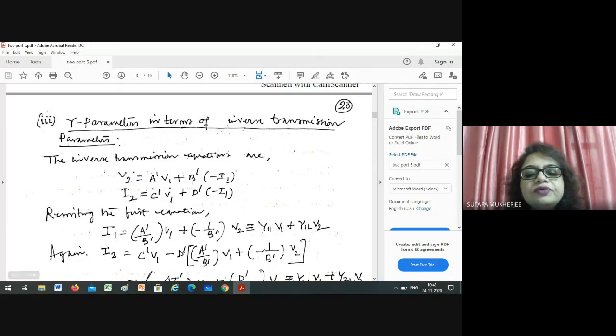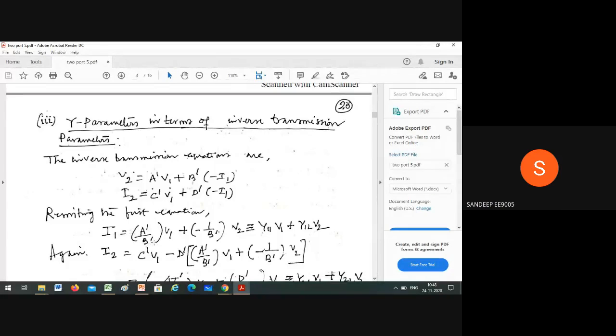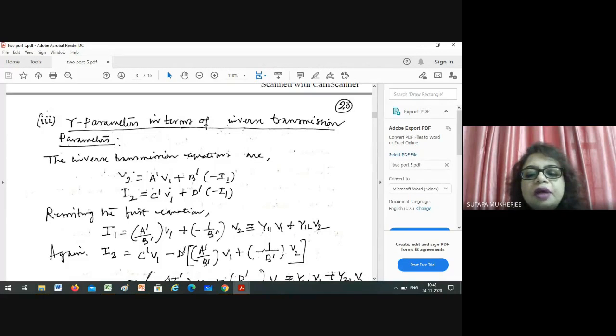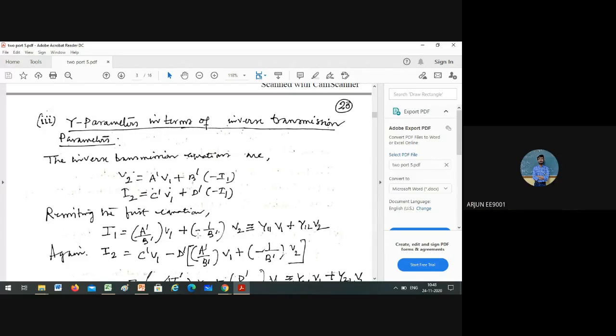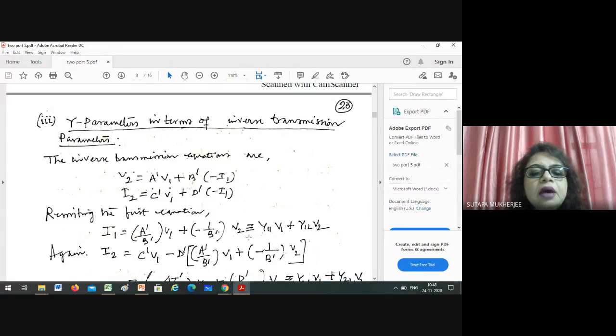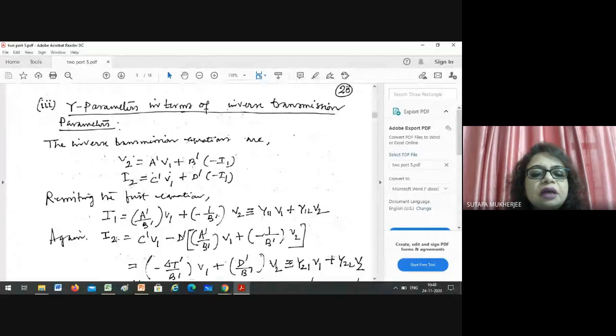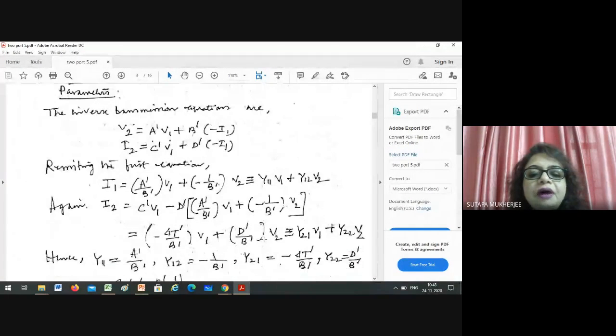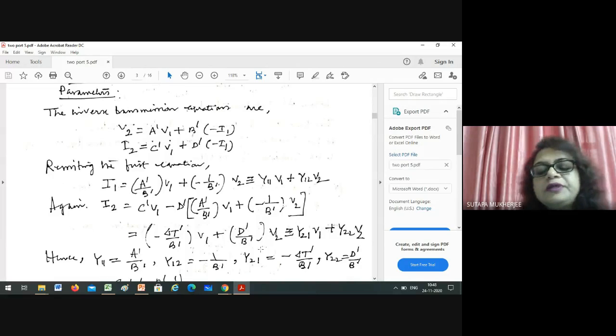So from this it is obvious that Y11 equals what? A dash by B dash. What is Y12? Minus 1 by B dash. Right. Now come to this equation. From this equation, I2 equals what? C dash V1 minus D dash I1. If you put the value of I1, you will get this. After doing the solution, minus delta T dash by B dash V1 plus D dash by B dash V2.